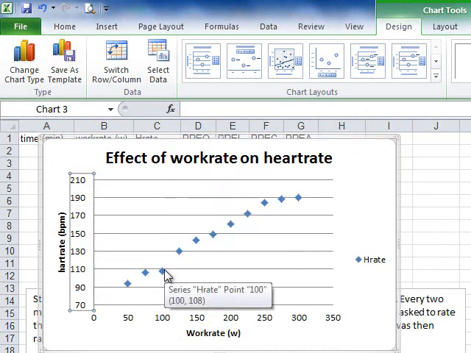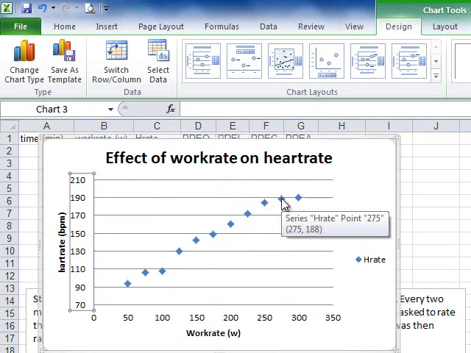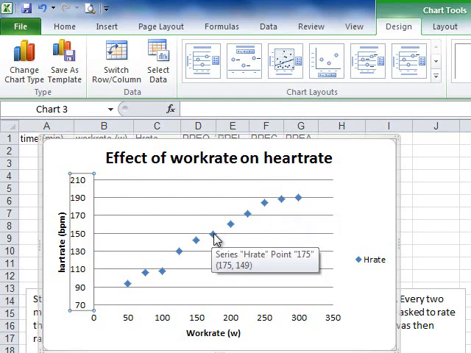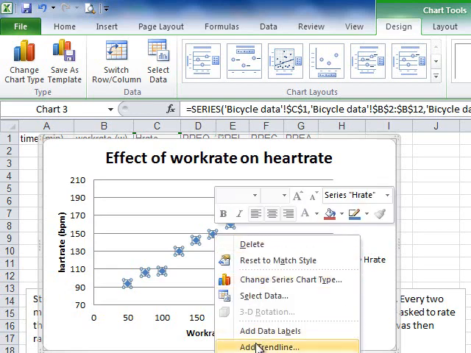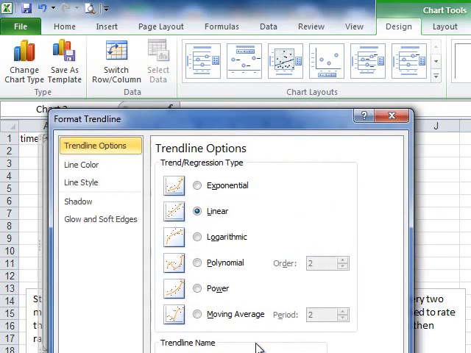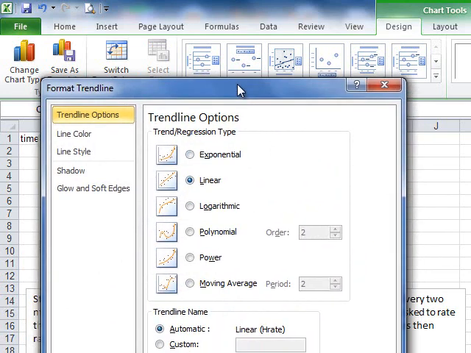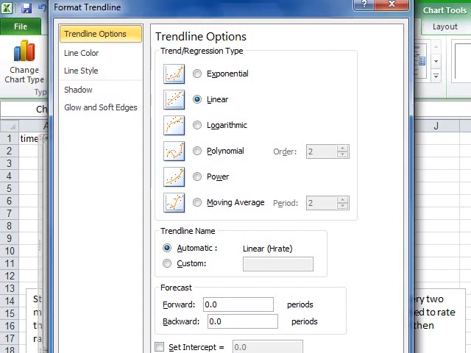I want to get rid of this point from the regression line, but also show it on the graph, and also want to get rid of these 2 points. So the first thing I'll do is I will add a trend line to this graph. So I click on the data points, right mouse click, add trend line. I want a linear trend line because that's what I'm looking for. And I'm going to click on, down at the bottom, display equation on chart, display R squared value on chart, and then close.